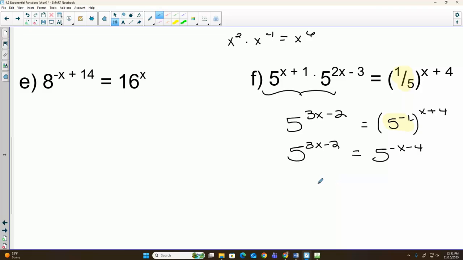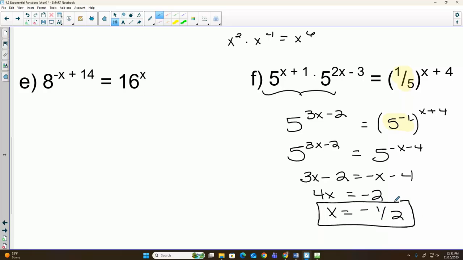Now my 5 is written once on each side, so we can drop it and just set the exponents equal. So if I add over my x, add over my 2, divide by 4, and we get negative 1/2. And we did talk about how you could always check these just by plugging them back into the original.